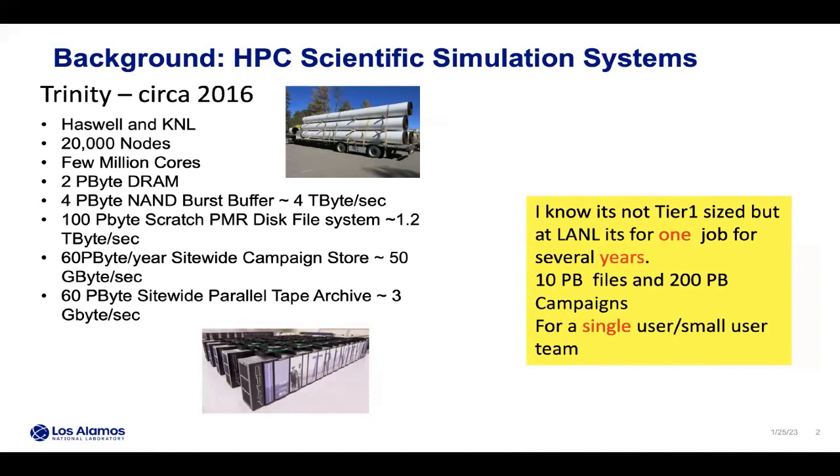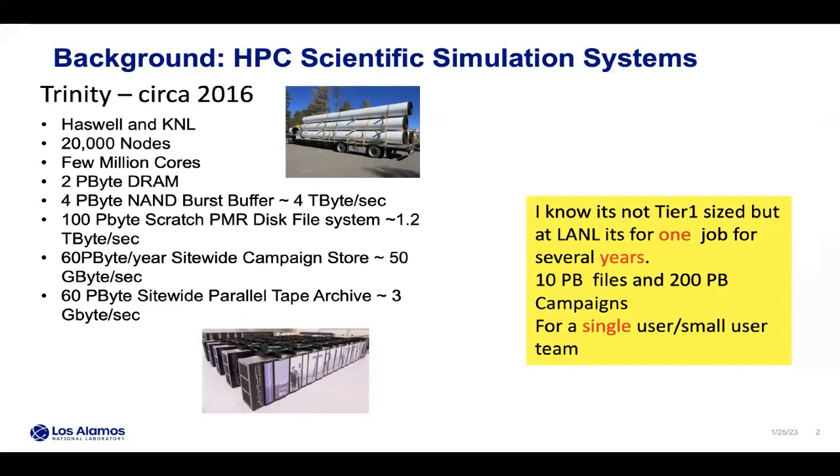This is Trinity. So Trinity is based on a Haswell and KNL CPU. There's a mix of both CPUs, about half and half. Approximately 20,000 compute nodes, resulting in a few million cores, 2 petabytes of DRAM. There is a 4 petabyte all flash burst buffer, which provides approximately 4 terabytes a second of performance.